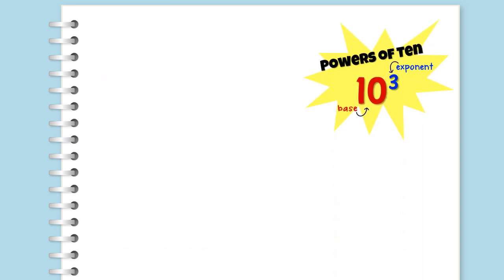Let's remind ourselves first that in 10 power, for example, 3, 10 is the base and the small number 3 written above is called the exponent. So base, exponent. Now I want you to notice something.